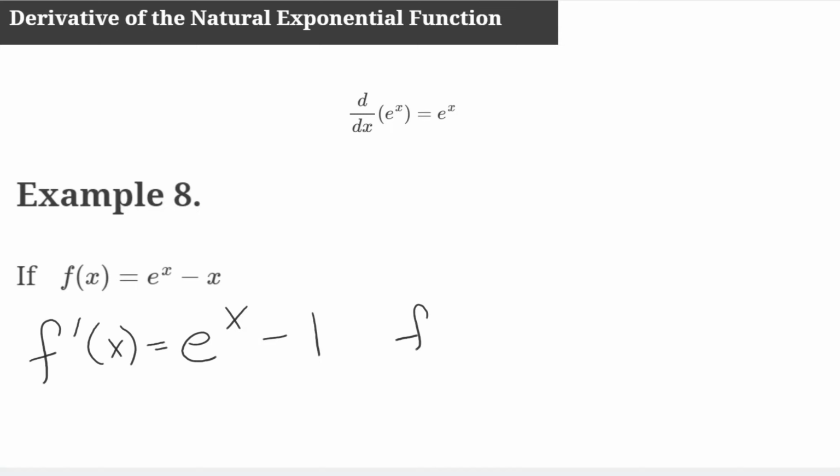And if I wanted to find the second derivative, it's just e to the x. The negative 1 disappears. And after that point, every derivative is exactly the same. So no matter what crazy problem you get with natural exponents like this, eventually it's going to become e to the x.